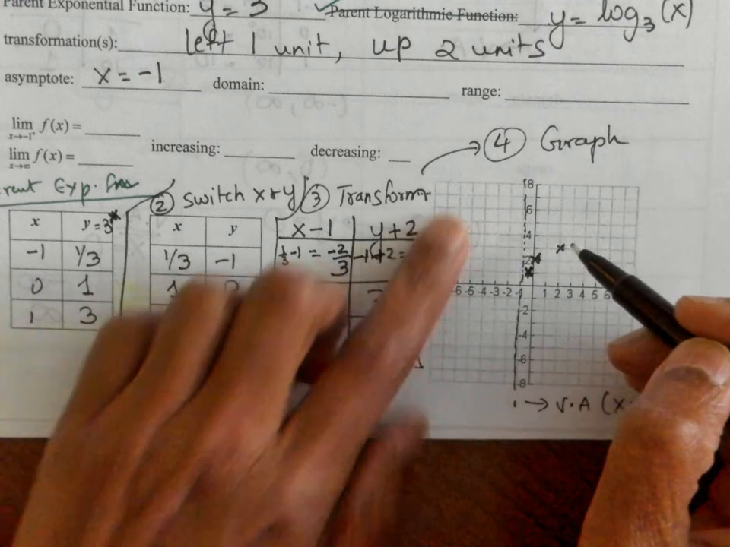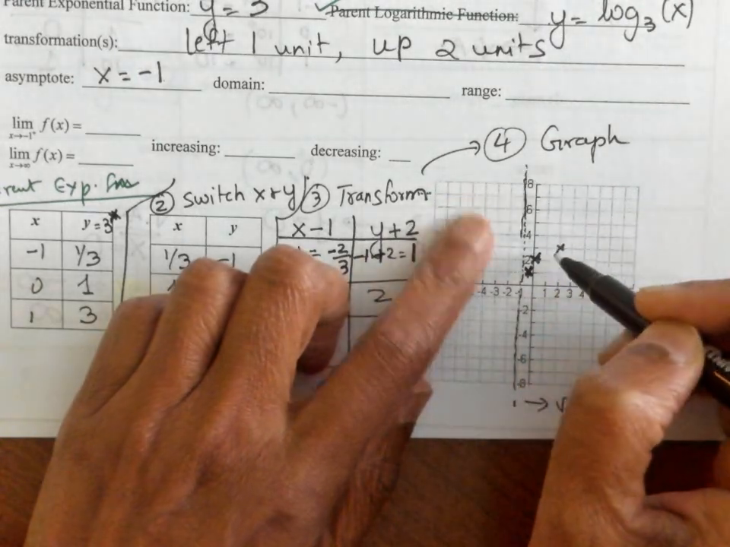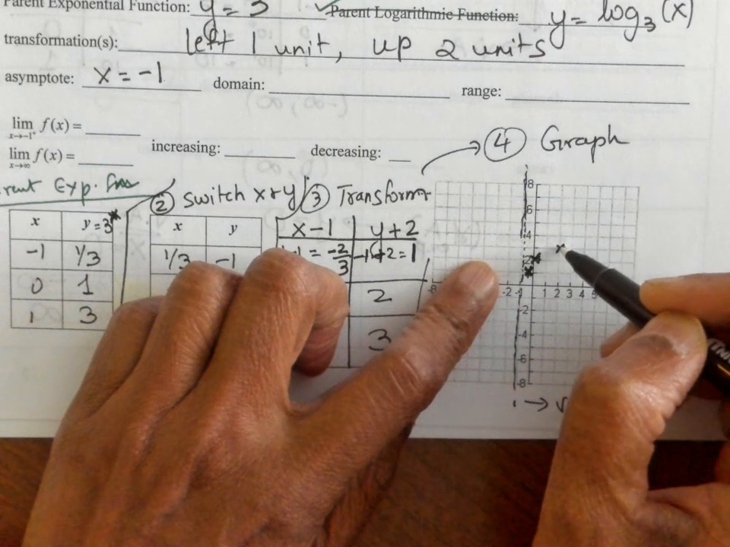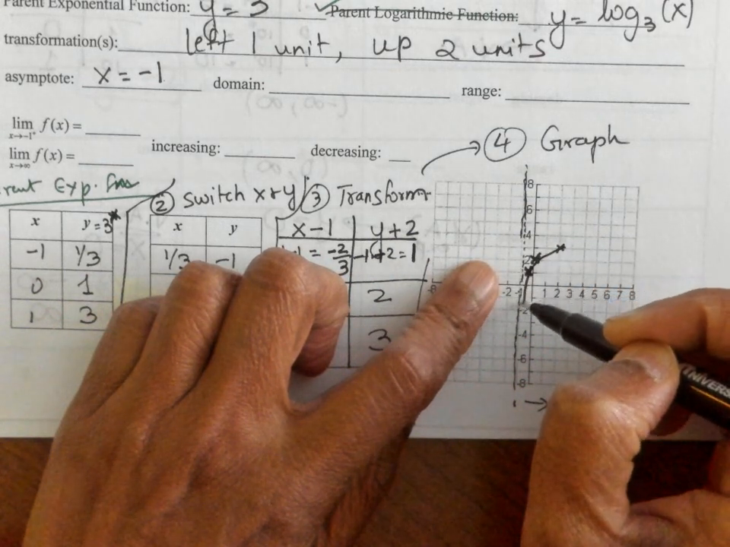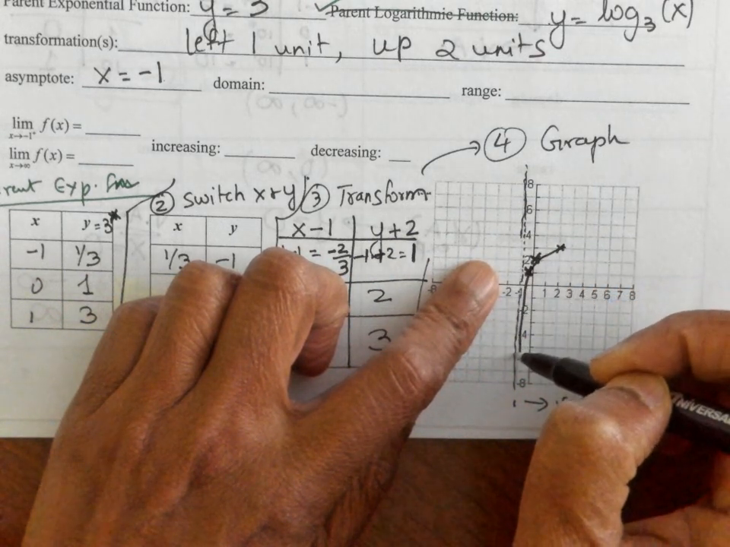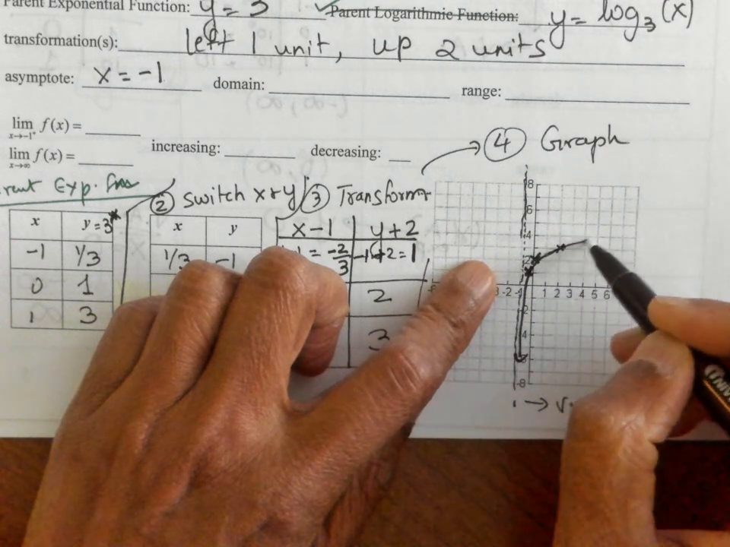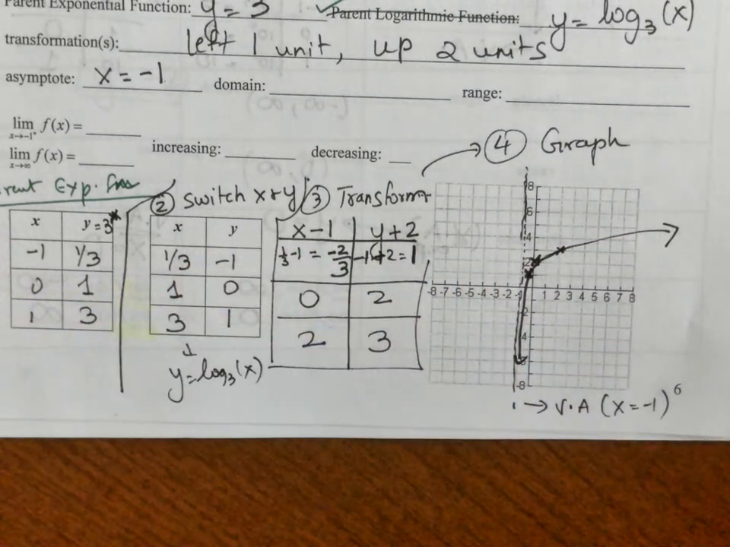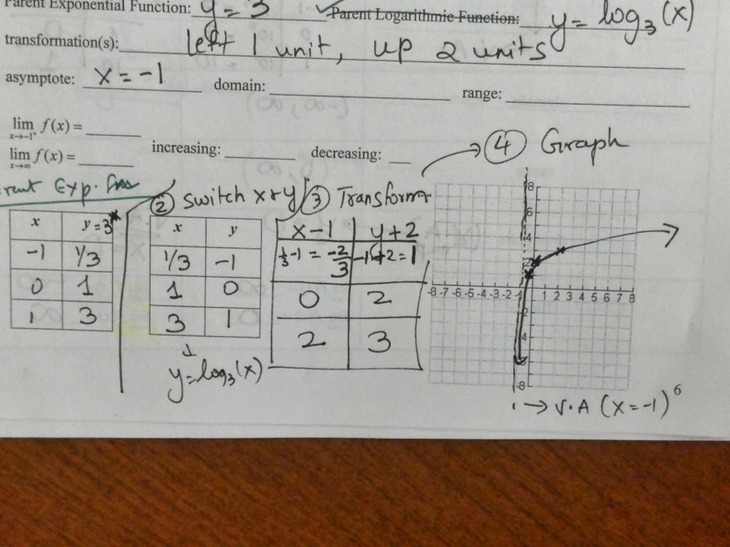So connect these 3, where's my asymptote? Keep your eye on the asymptote. My asymptote is there. So connect these 3 points and get closer and closer to the asymptote, hugging it, but not really touching it. On the other side it just grows freely in the direction. It's slowly increasing, so it will continue to increase.